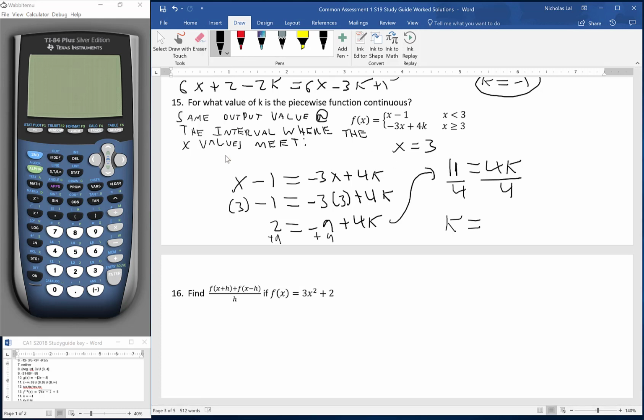So 9 plus 2 plus 9 is 11. So you have 11 fourths divided by 4. So k is equal to 11 fourths. And 11 fourths is the value of k that will make the piecewise function continuous. All right.